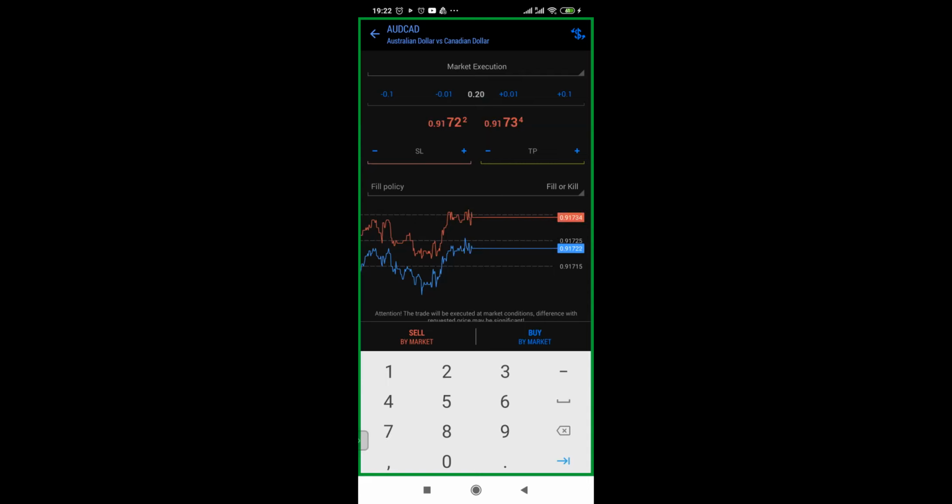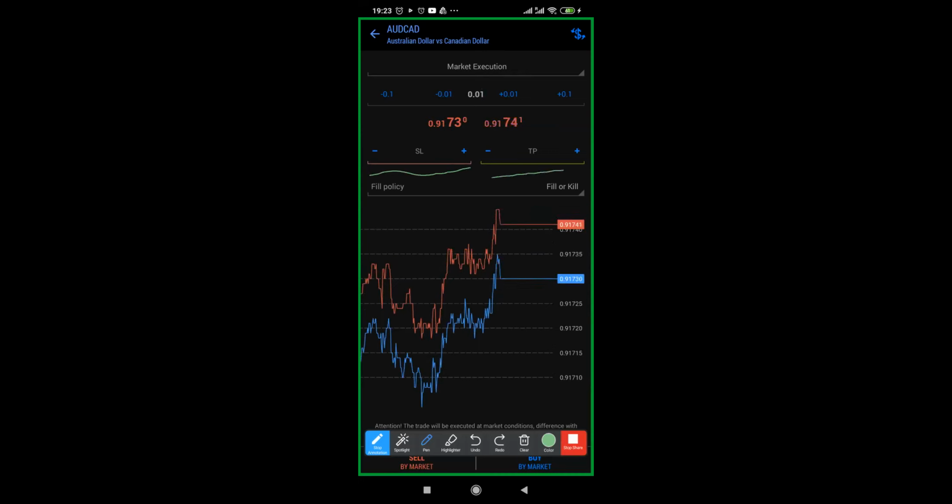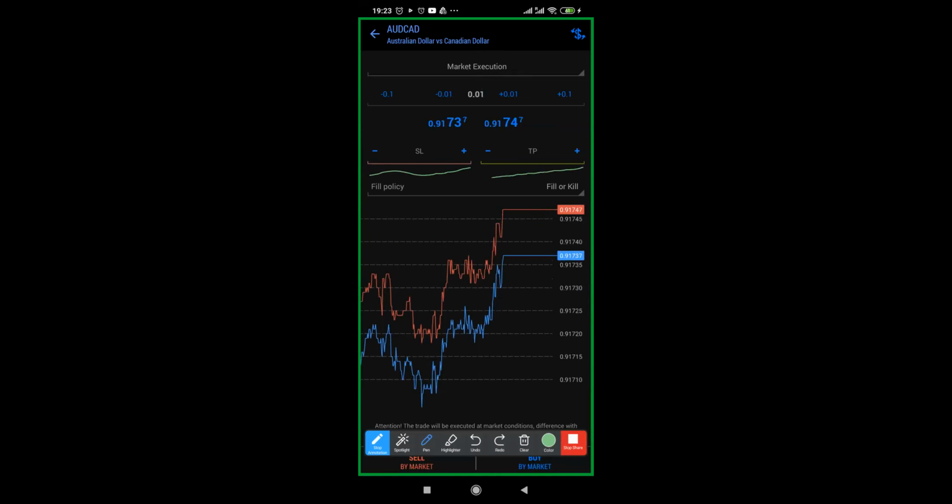So I'm going to just change this to the lowest lot, which is 0.01. Okay. And then if you are entering the trade immediately, you click on sell. Now, there are some options here, which I'll talk about shortly. You see something like this, you see this SL and then TP. SL means stop loss. TP means take profit. So we'll talk about this shortly, all right?